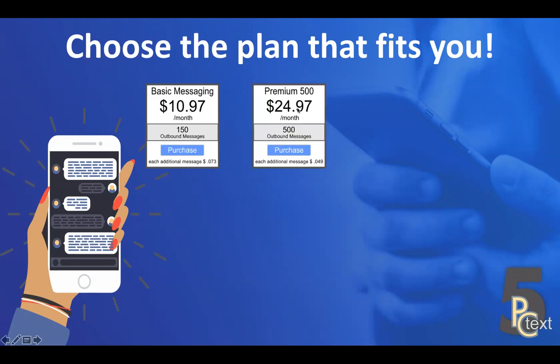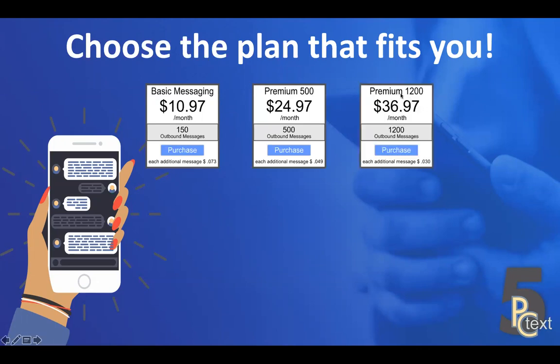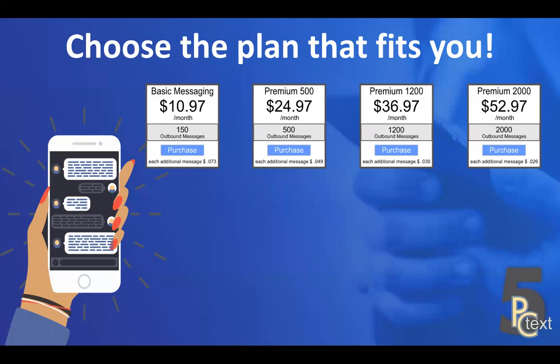500 outgoing messages a month for $24.97. 1,200 outgoing messages for $36.97. And you're probably thinking, well, I would never do 1,200. Yes, you will. Because you've never had such a simple way to build a list. If I build it to 300, and I send one message a week to 300 people, there's 1,200 messages gone. So you can do it very easily.